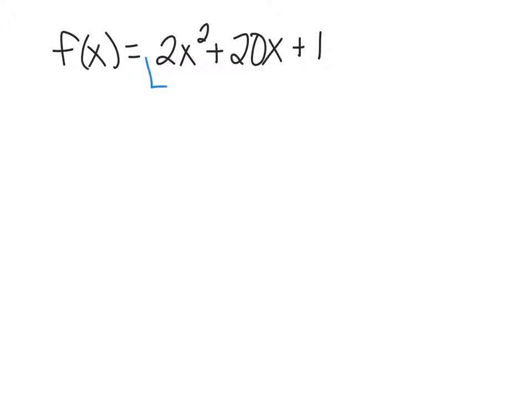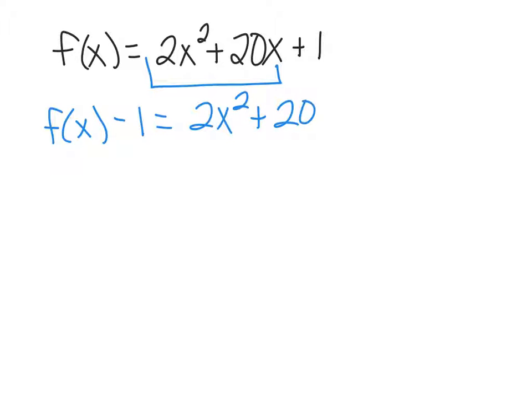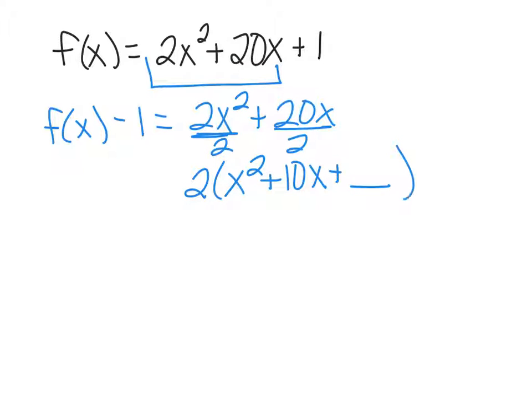Again, we're going to focus on this piece right here, so we're going to subtract the 1 to the other side. And we cannot do anything when there's a coefficient in front of the x, so we're going to factor that out. So if I divide a 2 out only of these two pieces, I'm left with an x squared plus 10x, and I'm going to complete the square with this piece.